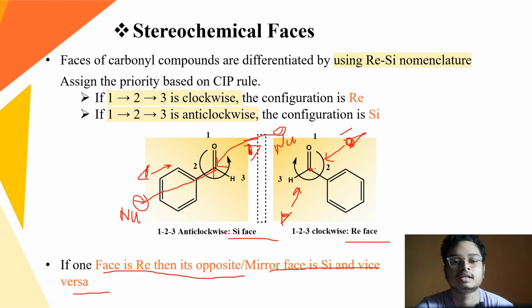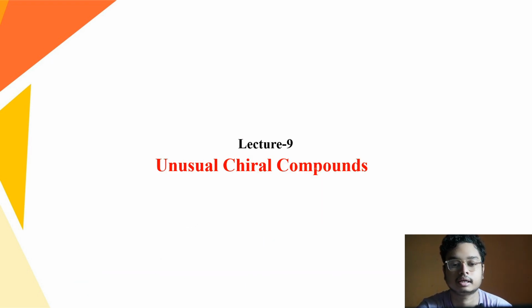Okay, so with this we have to end this particular class. In this class we have learned how to determine the RS nomenclature for the flying wedge projection. Then we talked about the Si-Re nomenclature, that is, the determination of configuration in a pseudo-asymmetric center. Then we talked about the Threo-erythro isomers, Pref-Parf, and stereochemical faces.